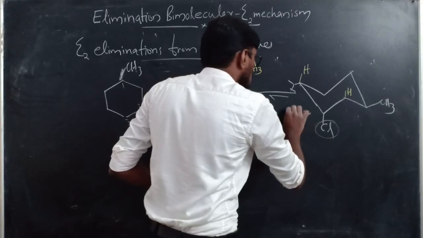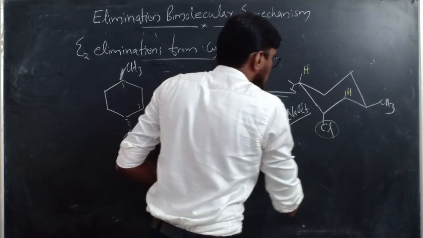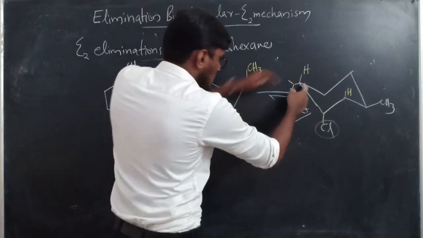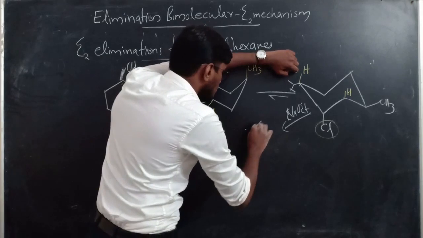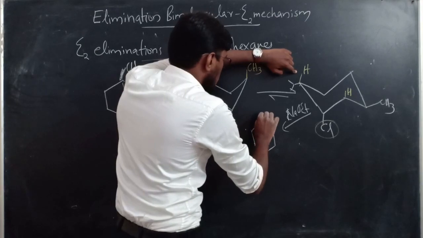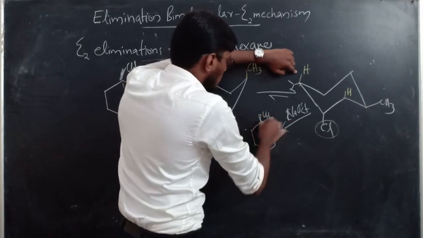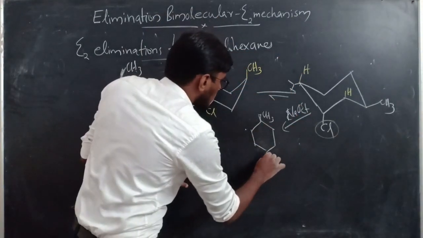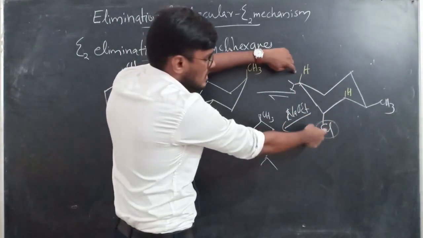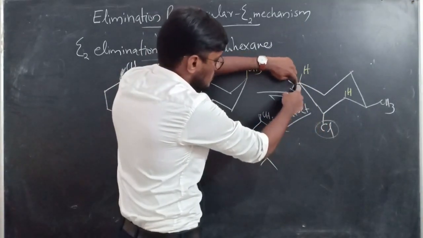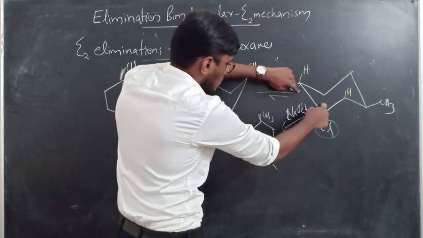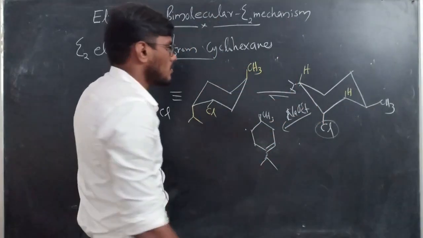That means sodium ethoxide is the base. It can abstract this proton or this proton. If it abstracts this proton, the product will be like this. It's a cyclohexane ring, CH3 is here, and here the isopropyl group. The H and Cl eliminate from this position, between the carbon bearing chlorine and the one bearing isopropyl. So the double bond is here. This is the more stable product.